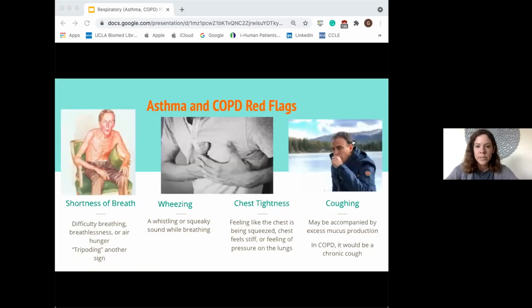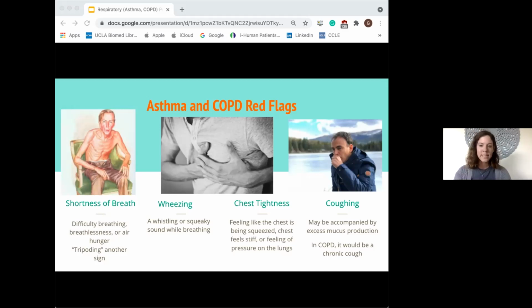Next, I'm going to talk about some red flags that somebody might have asthma or COPD, or that they may be experiencing an exacerbation. So shortness of breath, which can also be described as difficulty breathing, breathlessness, or air hunger. You might also see a person leaning forward to breathe more easily, like in this picture here on the left. We call that tripoding because they're kind of forming a tripod with their body.